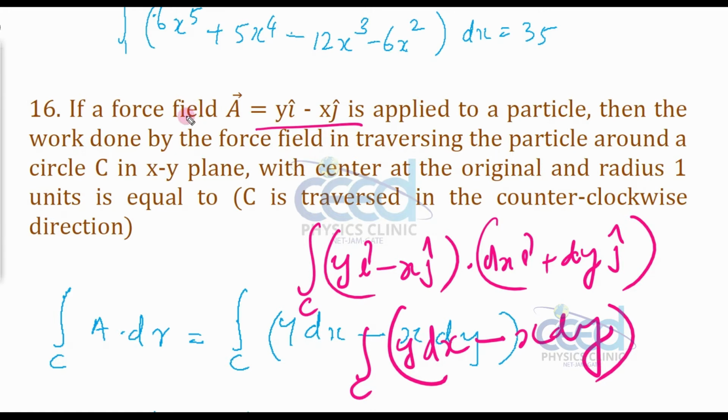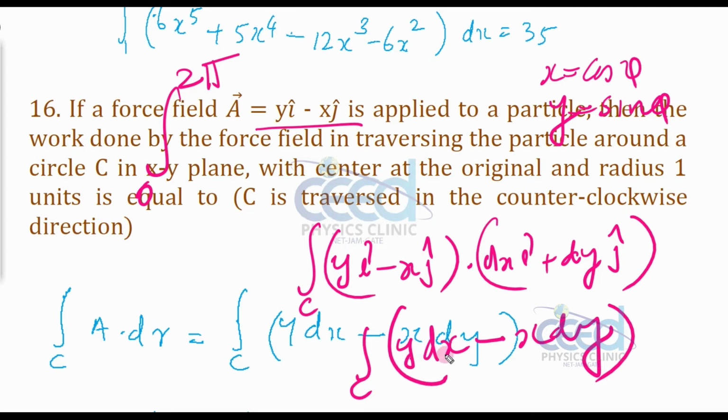theta, so the integral is from 0 to 2 pi. We have taken x equal to cos theta and y equal to sin theta, as the radius is unit. Okay, so here cos theta, then minus sin theta, right? Cos theta on differentiation, you will get minus sin theta, right?